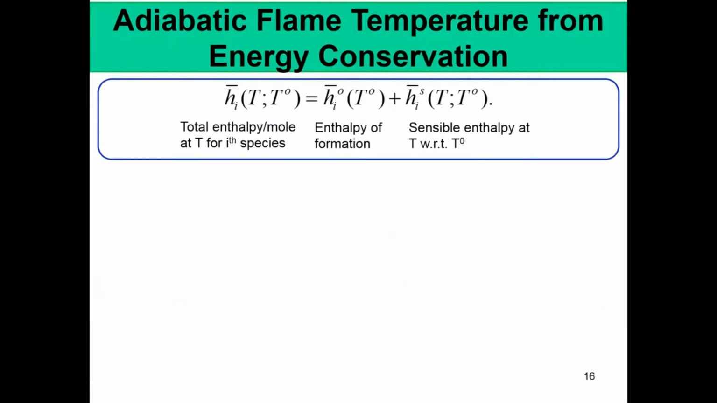Now, how do you obtain adiabatic flame temperature from energy conservation? Adiabatic flame temperature is the temperature which we will see is essentially the temperature of the equilibrium products.